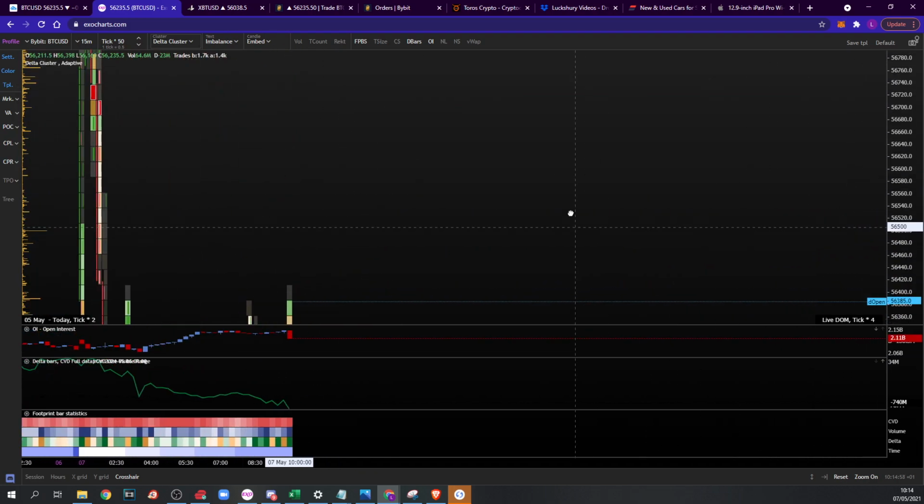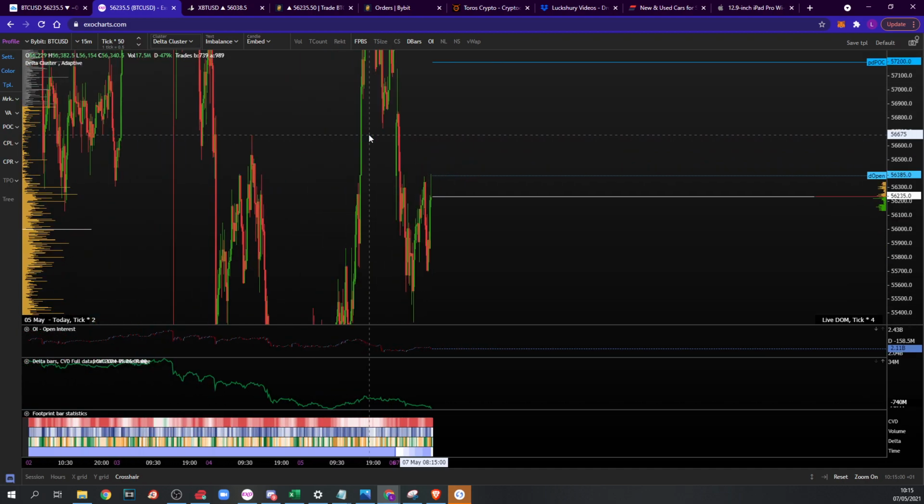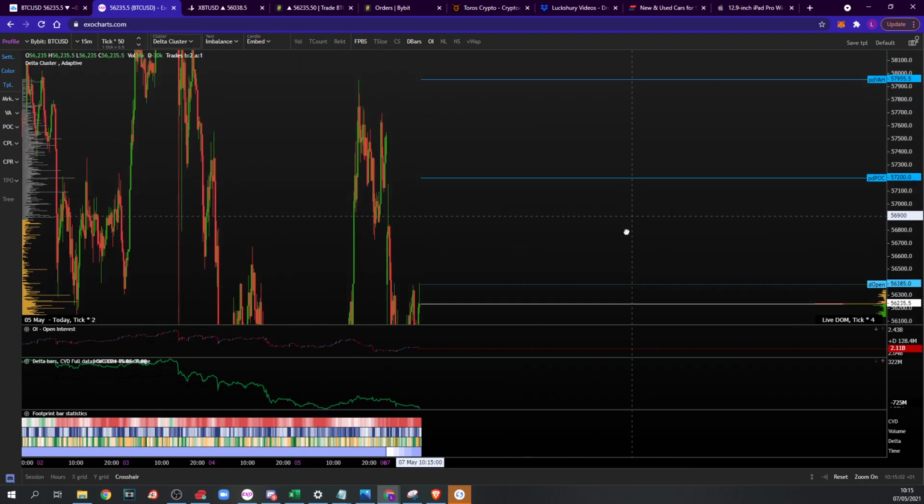Also, as you can see just now, we got a nice rejection off the daily open, so that's a nice level to locally reclaim before we can look for higher.